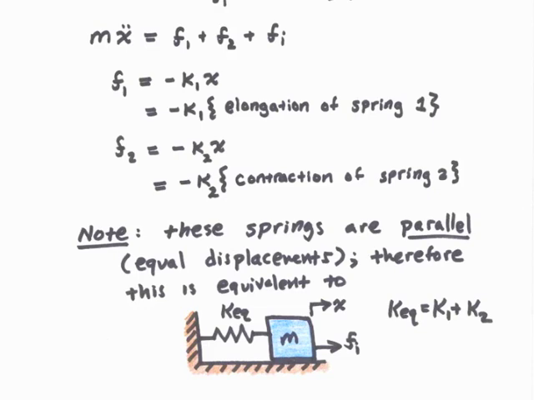Now I'll note that both springs K1 and K2 have equal displacements. One is contraction and the other is elongation, but the displacements of the springs are equal since they're attached to the same mass. Therefore, these two springs are in parallel. We can find a K equivalent in this case. It'll be K1 plus K2.